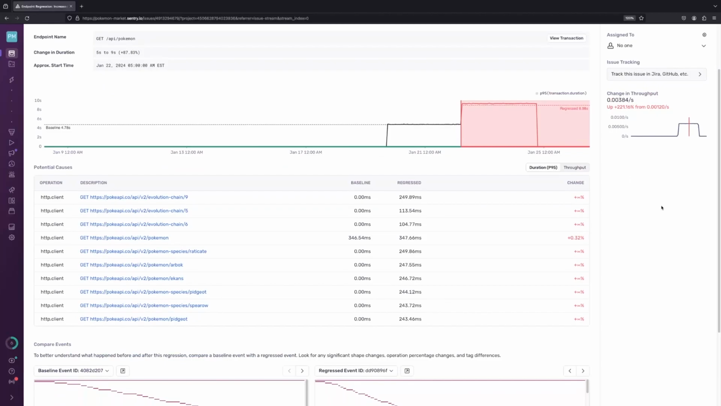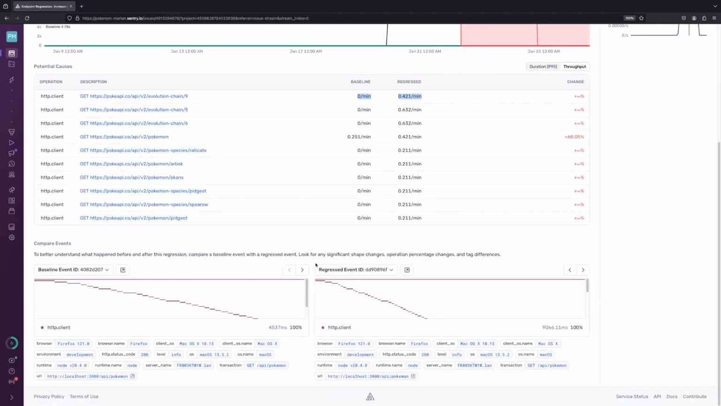Next, we have a list of potential causes. We see that the HTTP client span to /API/v2/Pokemon has not changed much in duration, while the other spans increased from 0 milliseconds to a few hundred milliseconds. This indicates that there were new spans that were added after the regression, and can be confirmed by switching over to the throughput view. This tells us that some new work or spans were added to the endpoint.